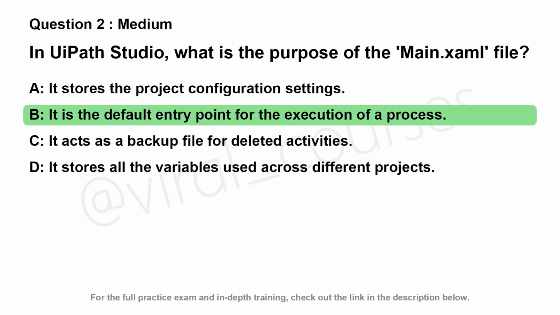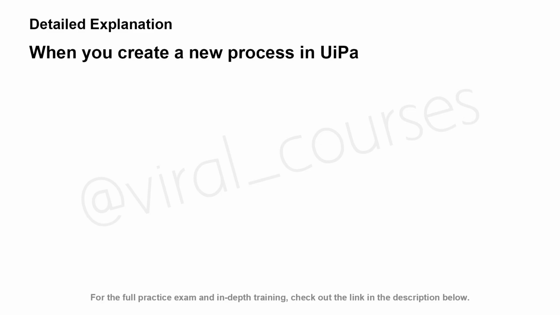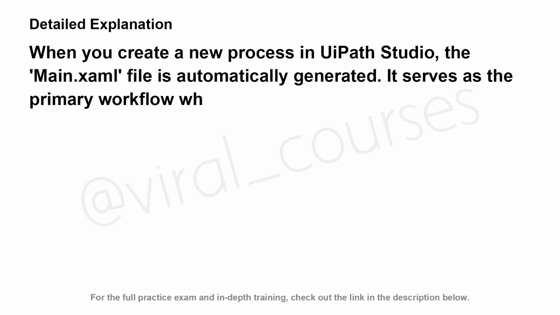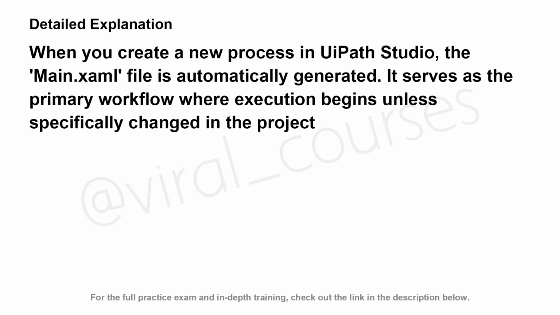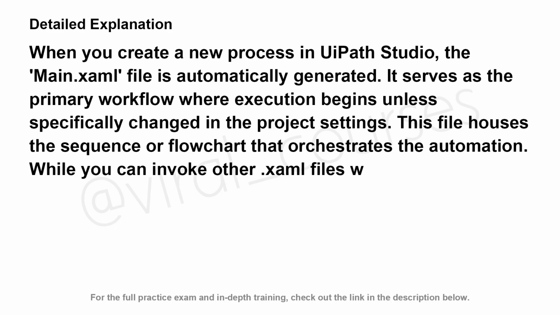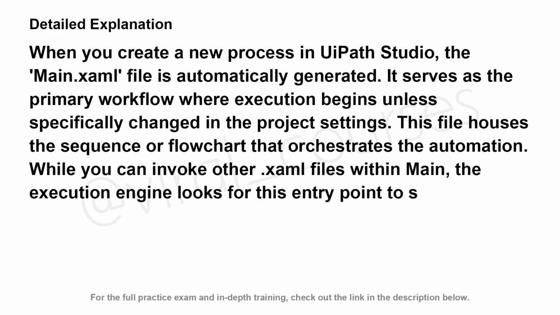The correct answer is B. When you create a new process in UiPath Studio, the main XAML file is automatically generated. It serves as the primary workflow where execution begins unless specifically changed in the project settings. This file houses the sequence or flowchart that orchestrates the automation. While you can invoke other XAML files within main, the execution engine looks for this entry point to start the automation run.